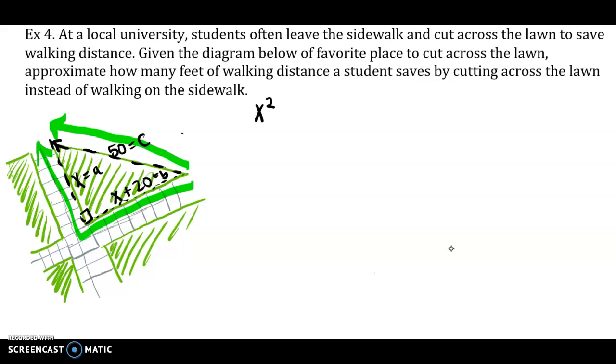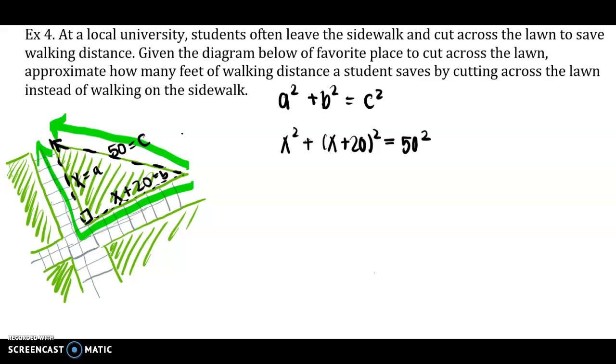By the way, the Pythagorean theorem is a squared plus b squared equals c squared. I went ahead and labeled what a, b, and c are. Remember, c is the hypotenuse, which is your longest side. So this would be x squared plus x plus 20 squared equals 50 squared. We're going to simplify. For this part we could use the box, or FOIL, or distribute, whatever you want. I'm going to just do the box.